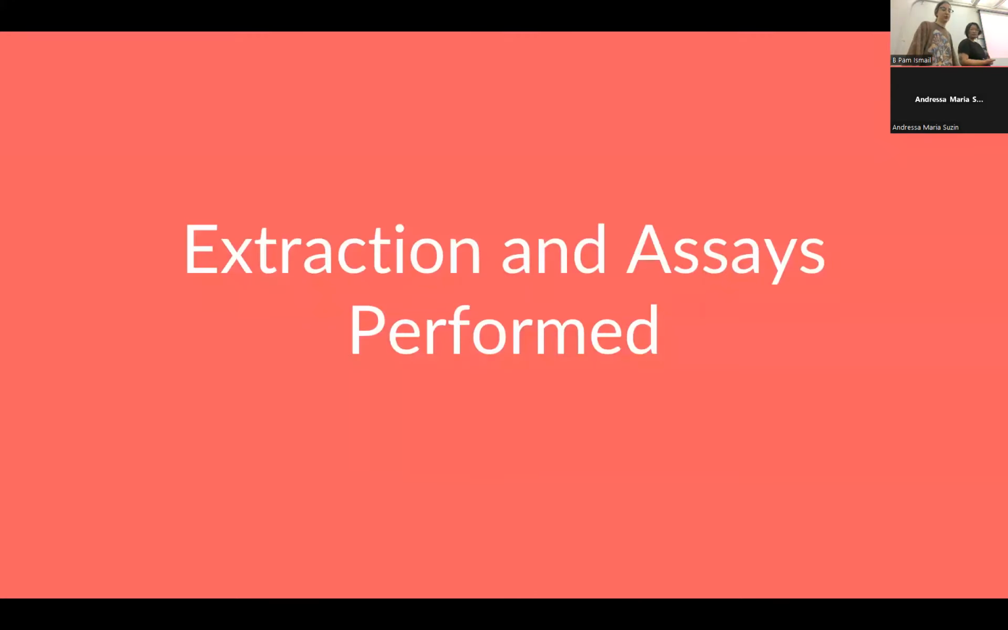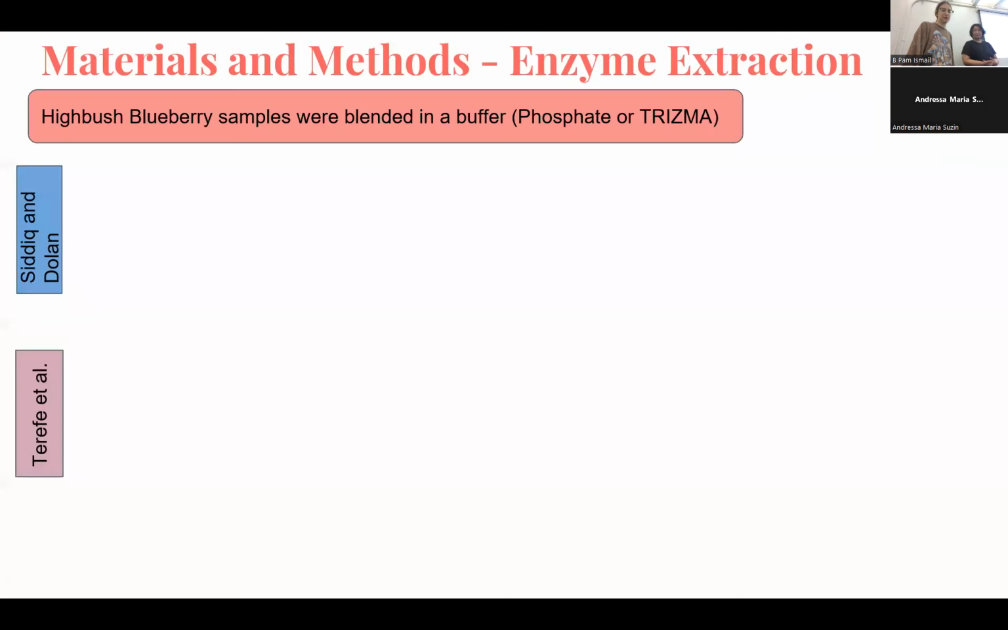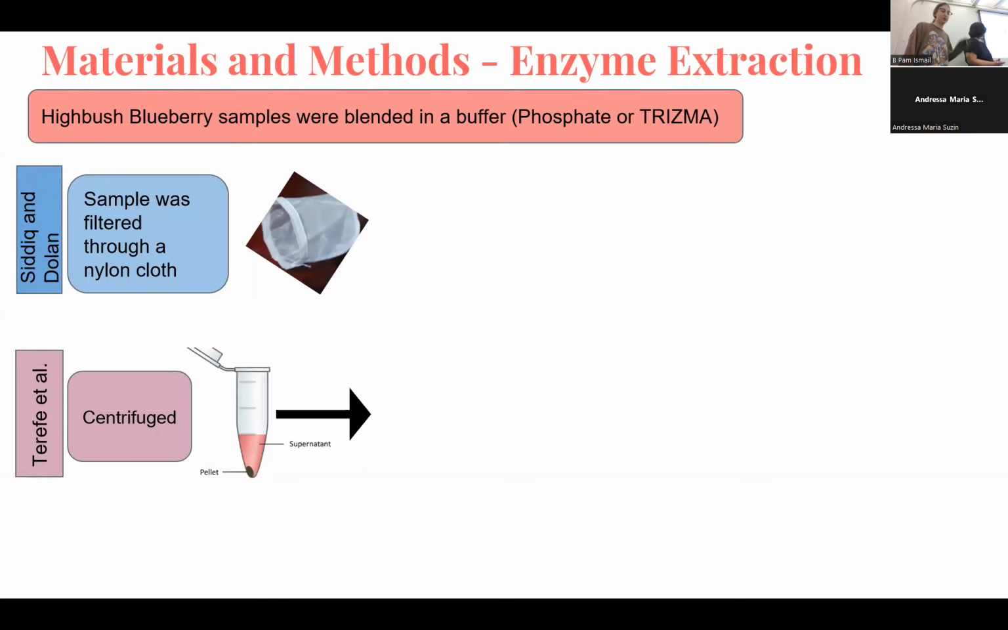So we're going to go over the extractions and assays performed. First of all, both papers had a similar extraction process. They both took highbush blueberry samples and blended them in a buffer, either phosphate or Tris. For Siddiq and Dalan, the sample was filtered through a nylon cloth and the juice was kept. Then for Terefe, they centrifuged the sample.